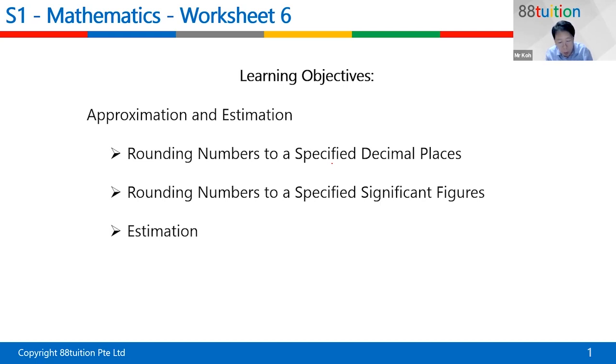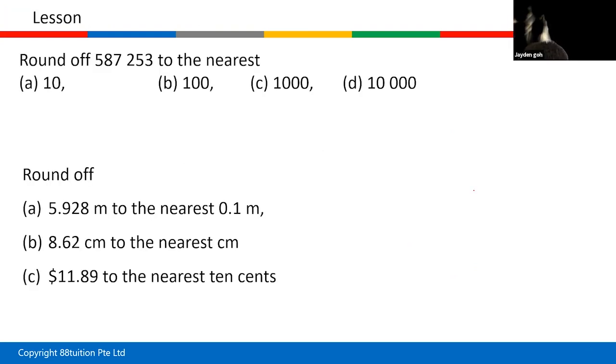So maybe I will go through roughly. So actually this will be on chapter 3 already, approximation and estimation. All right, maybe Mr. Go just go through the rounding off, then after that I go through the significant figure. All right, would that be okay? Yeah.